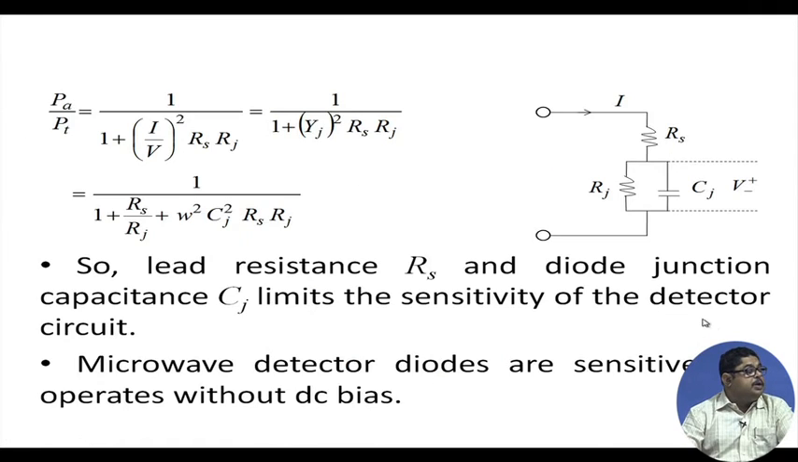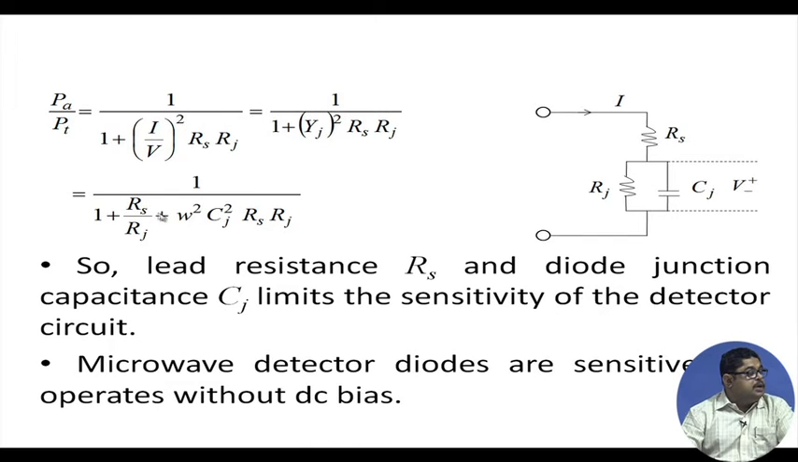So, the power loss is the useful power absorbed over the total power input, P_A by P_t, and that expression, if we work it out, is like this. Now, I by V we can put as the admittance of the junction, Y_j. And that Y_j is nothing but the parallel combination of R_j and C_j. So, we can put that value, and then finally, it becomes a function.